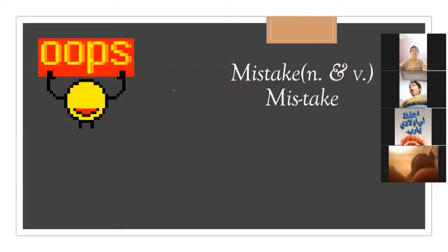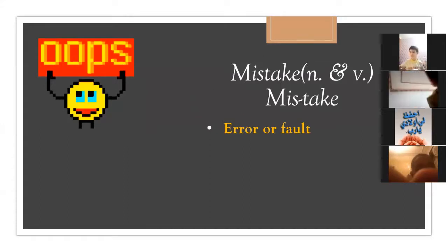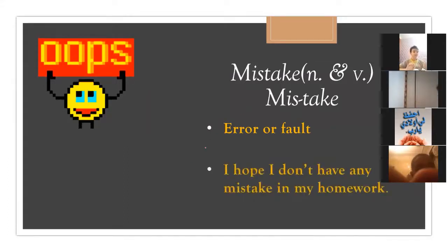Mistake. You should apologize or say sorry, then you will fix your mistake. You will fix your fault. So mistake means fault or error. Look at this sentence: I hope I don't have any mistake in my homework.